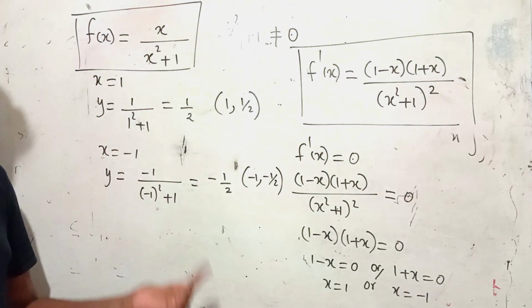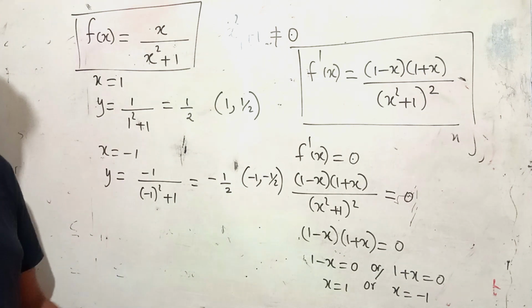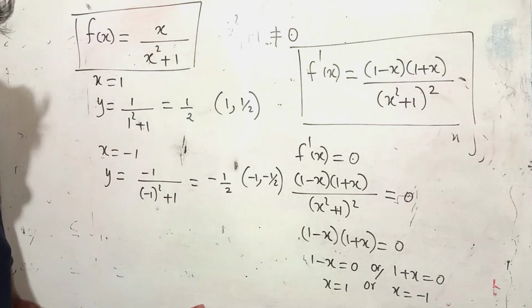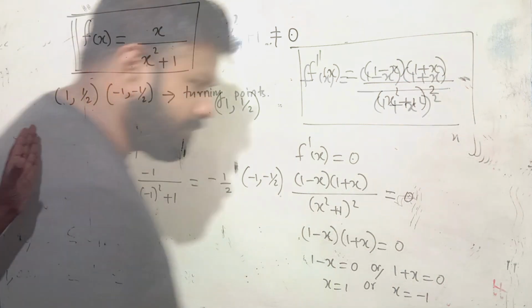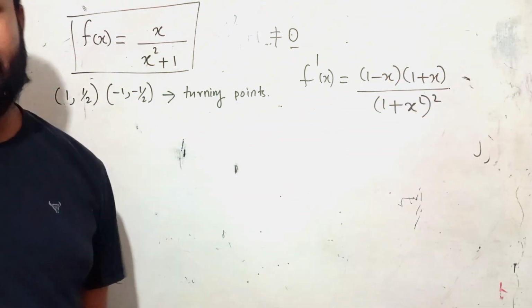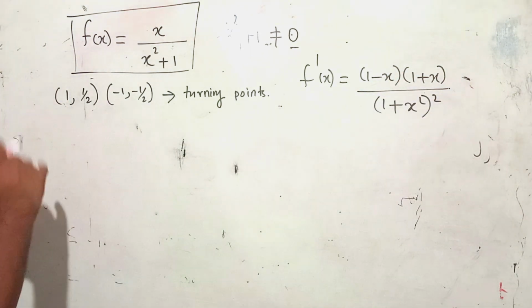Are they maximum points or minimum points? We have to verify that. So you already know how to verify that. Alright? Okay, fine. So these are the turning points that we found so far, and this is the first derivative. So we have to check what kind of turning points these are.